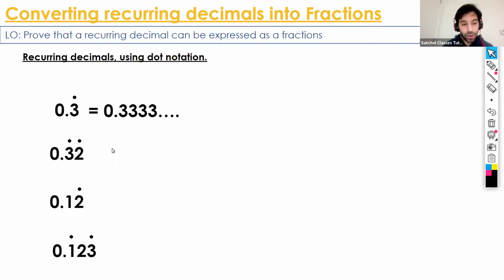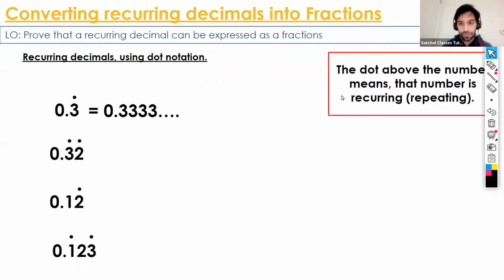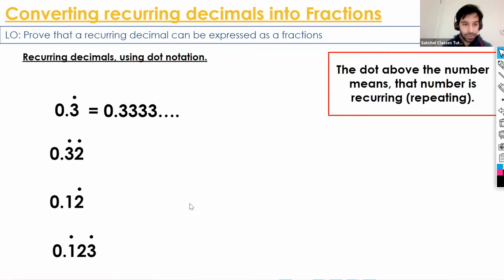So our decimal is going to be 0.323232 and so on. So just to make note of this, the dot above the number means that the number is recurring or repeating, as we would say. So here again, both the 3 and the 2 will be repeating. So our decimal will be 0.323232, and this pattern will go on to infinity.